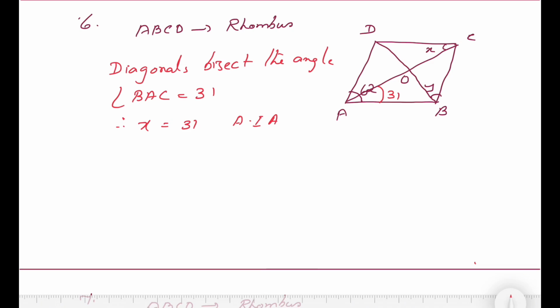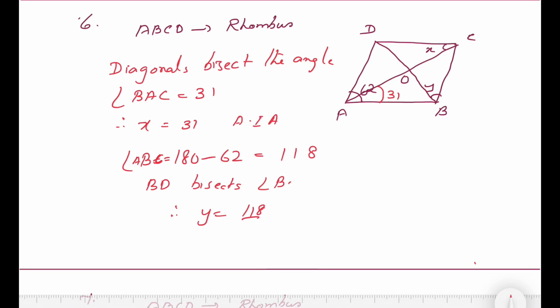And then, now this is 62. So the angle B will be 180 minus 62. The full angle, that is angle ABC, is equal to 180 minus 62, 118. And again this diagonal BD also bisects angle B. Therefore y is equal to 118 by 2, 59 degrees. So x is equal to 31 and y is equal to 59.